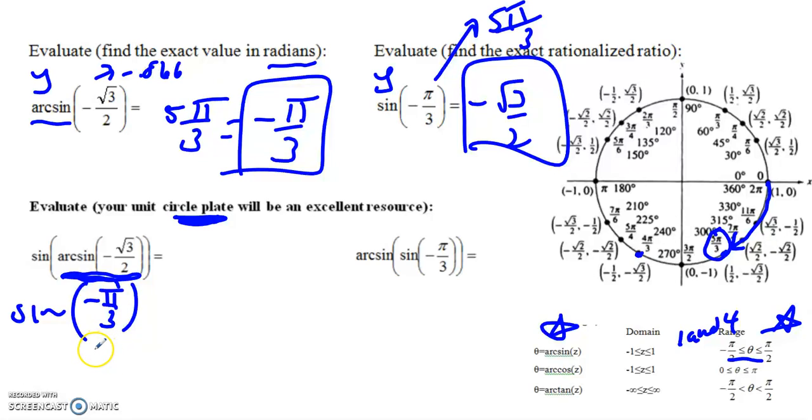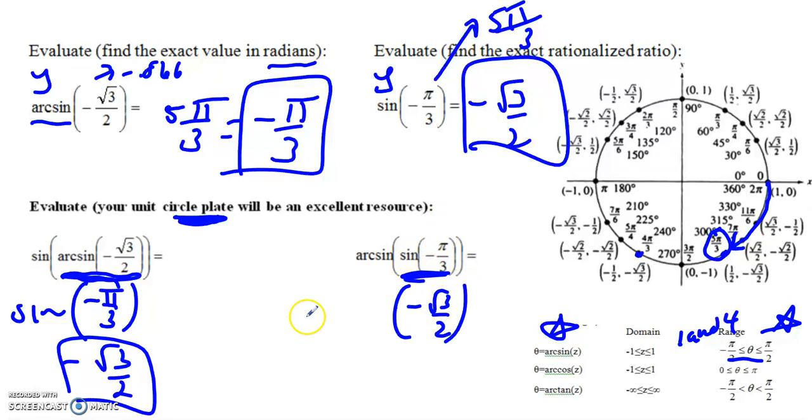We actually already found that answer as well. So sine of -π/3 is really -√3/2. Going the other way, if we had sine in the interior, we know that sine of -π/3 is -√3/2 from the previous example, but now we have to take the arc sine of -√3/2.